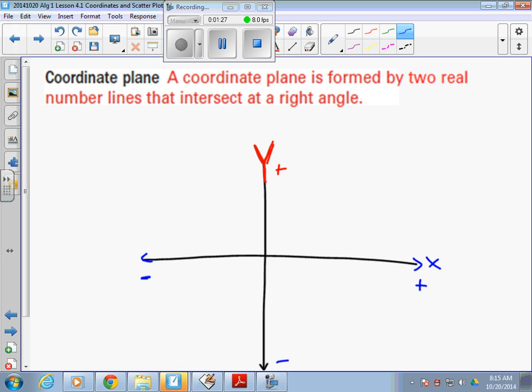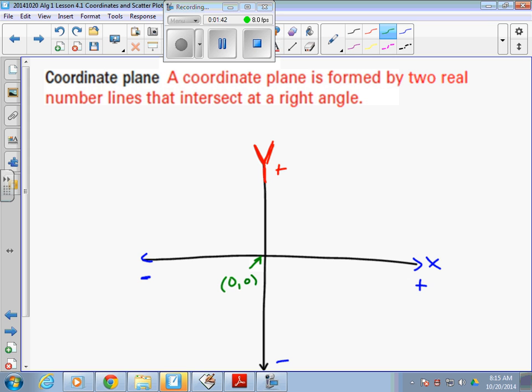In the middle is something called the origin. Both its x and y values are 0, 0. We'll talk more about what the x and y values are in just a minute. But this is considered a coordinate plane.